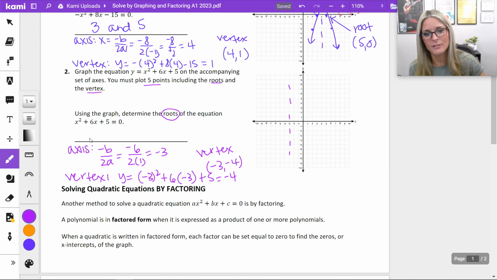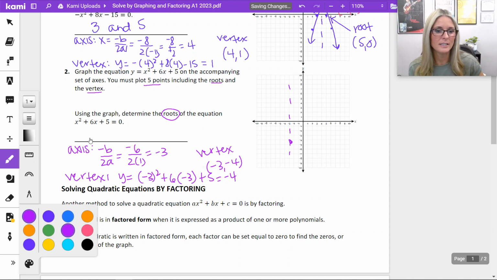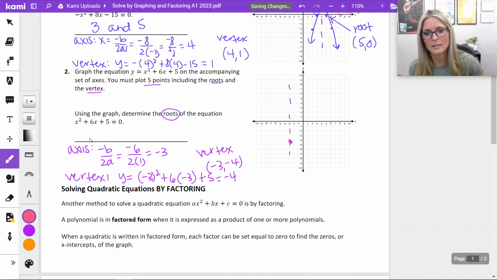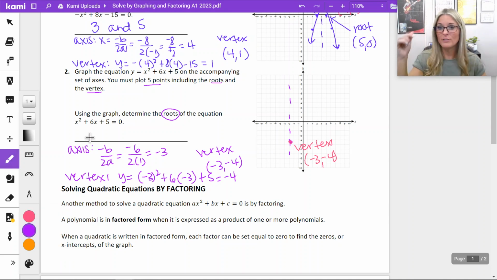Negative 3, negative 4, plotting it there. Even show it in pink. When you graph it on Delta Math, you must include this point, vertex negative 3, negative 4. Then I could use the 1, 3, 5 rule. Our A is an understood 1, so I'd go over 1, up 1, over 1, up 1 on both sides, over 1, up 3, and I'm hitting our x-axis, or those are going to be my roots.